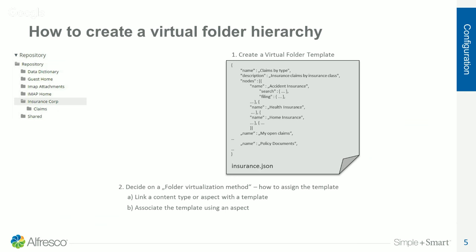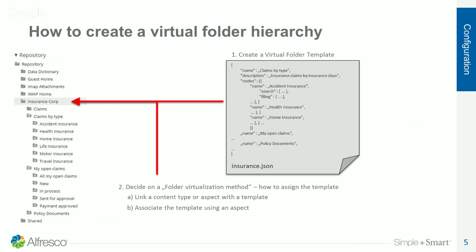Or you choose to add an aspect to a folder, and that aspect holds the link or the association to the virtual folder template. Once you have done this, the template will be assigned to a folder, and it will create a virtual folder structure, as you can see it. So the structure here in this example is defined in a single template.